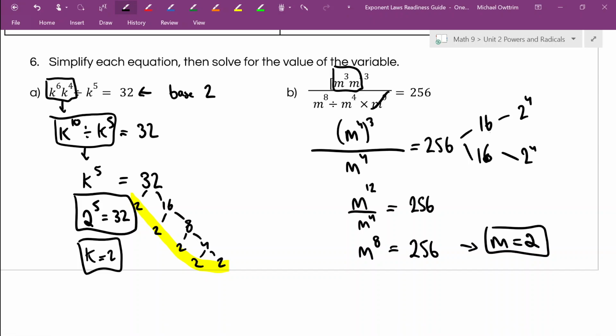So I hope that quick overview has helped you with some of those questions. Make sure that you know your exponent laws really well for your exam, so that you're not having to spend a lot of time trying to remember, oh, what do I do with the exponents when the powers are multiplied, so on and so forth.